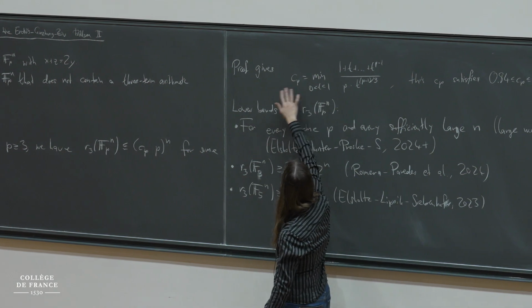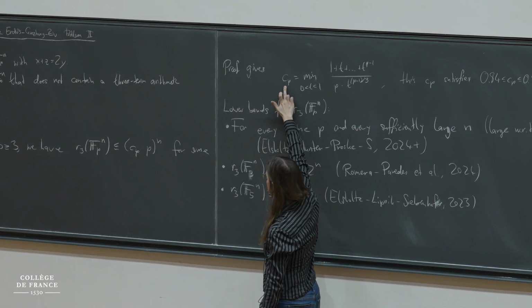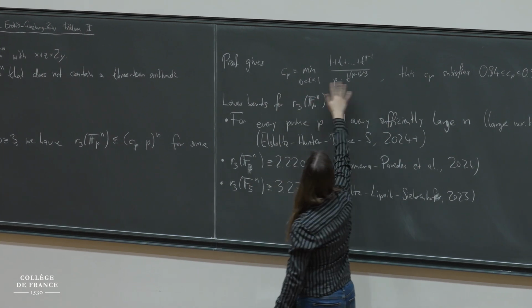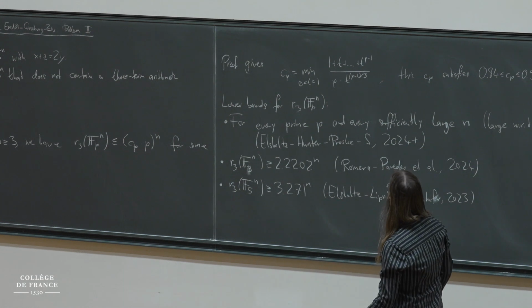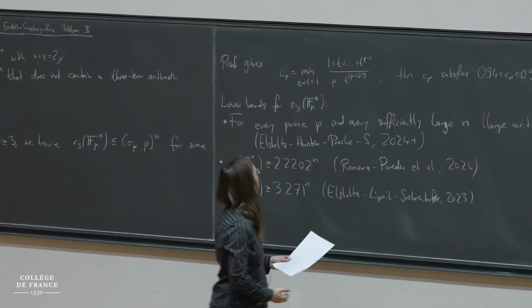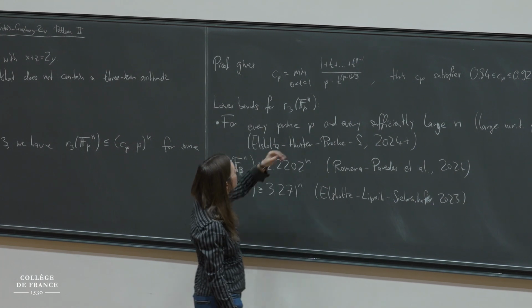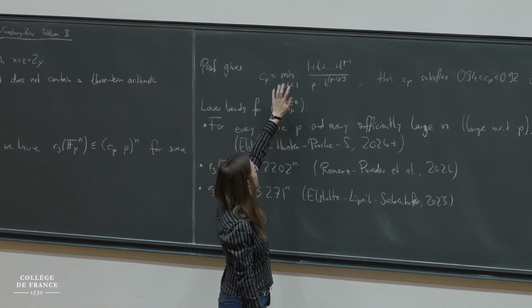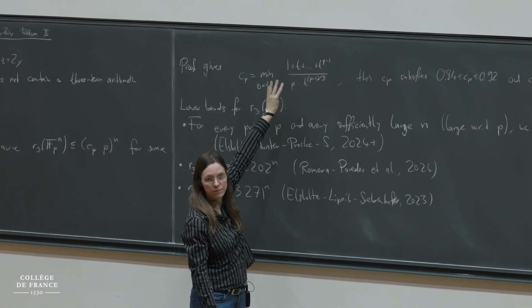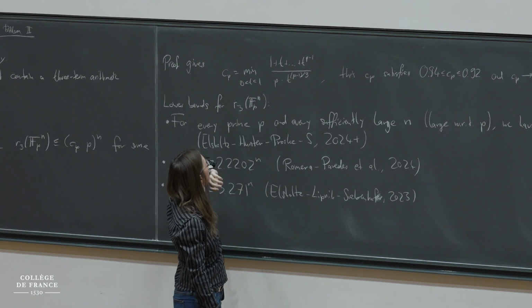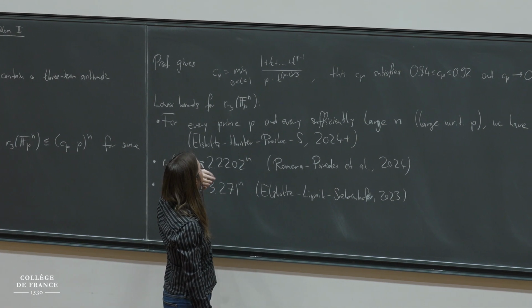So their proof gives the following value for C_p, which is given by this minimization. Maybe just a few remarks about this. It's not terribly important, but just a few remarks. So a priori, it's maybe not even obvious that this minimum is well defined, right? Because I wrote minimum and not infimum. But you can see this as follows.